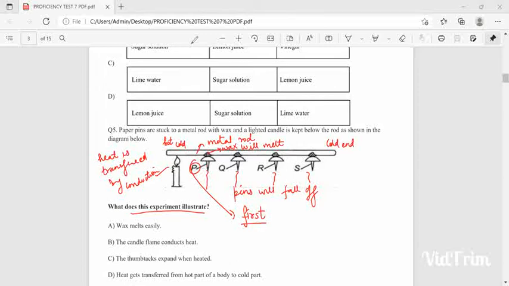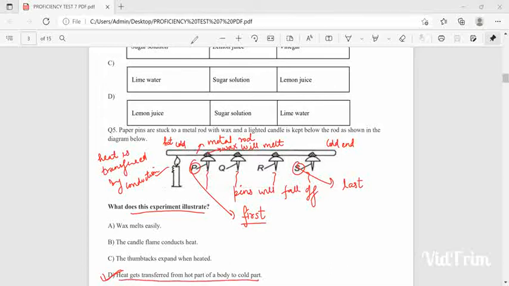So on that basis, the pin P is going to fall first and pin S is going to fall at the last place. So this experiment shows that heat gets transferred from hot part of a body to cold part. So the correct answer is option D. The answer of question number 5 is option D.